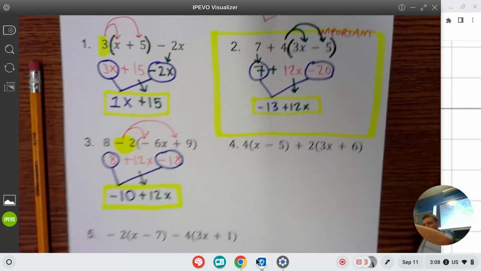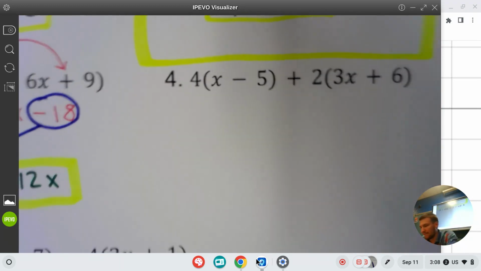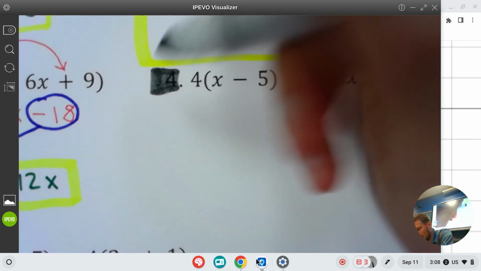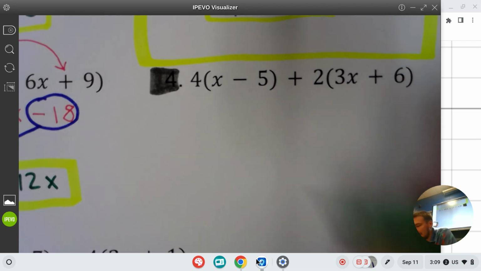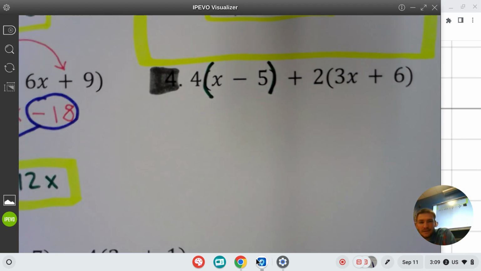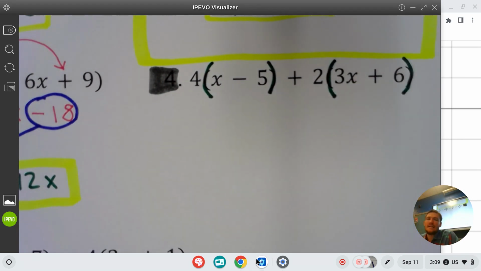Number 4 and 5 are going to introduce something a little bit different. What's going on with number 4 and 5? Dang, I heard sheesh. Yep, we got multiple parenthesis sets. I see that I've got parenthesis, parenthesis, and I also see parenthesis, parenthesis.